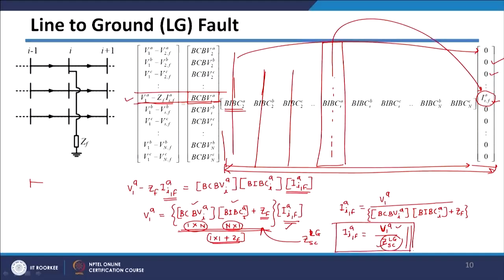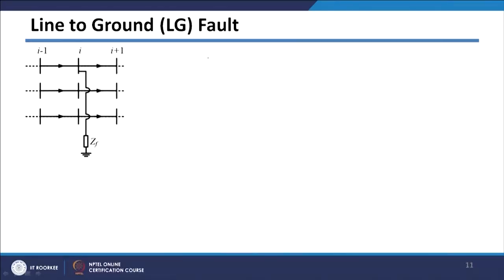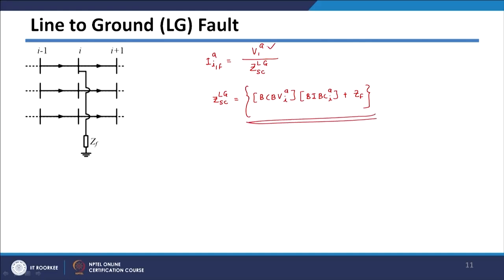So this is the fault current equation which you have got. Basically, what we got in this case is the fault current equal to V1A divided by Z short circuit in case of LG fault, and this Z short circuit in case of LG fault is this matrix here plus ZF. We can easily get this matrix. This is known, so we can calculate the fault current.